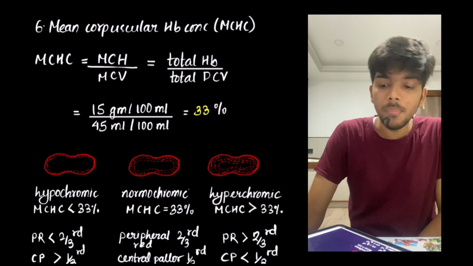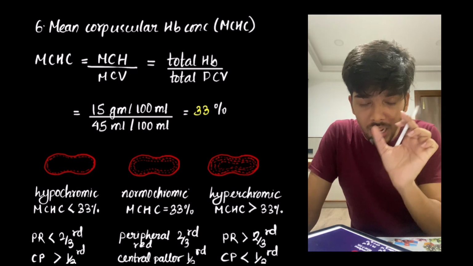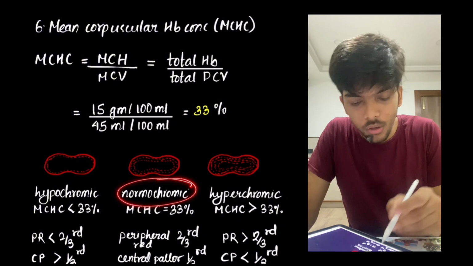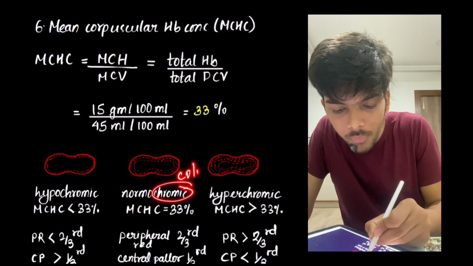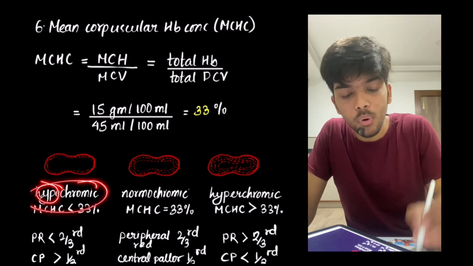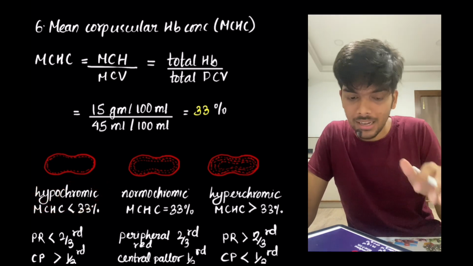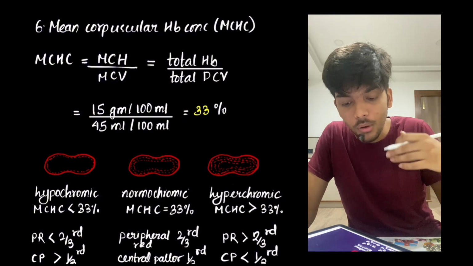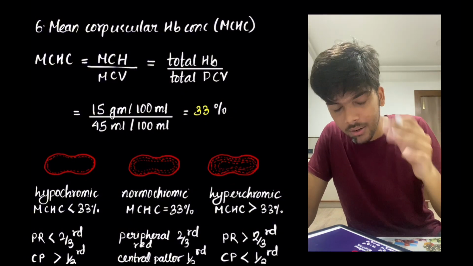Okay, on the basis of hemoglobin concentration of a single RBC, there are three types. 1, 2, 3. Normochromic. Chromic refers to color. Remember that, color. Normo means normal. Hypochromic, hypo means less, chromic means color, so less colored. Hyperchromic, hyper means more, chromic means color, so more colored.